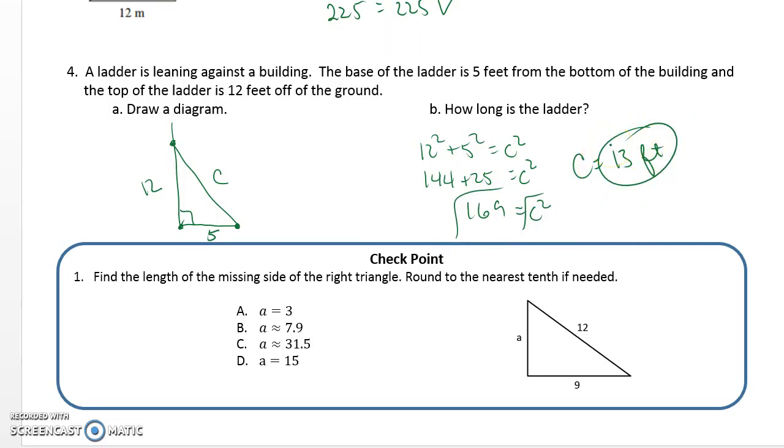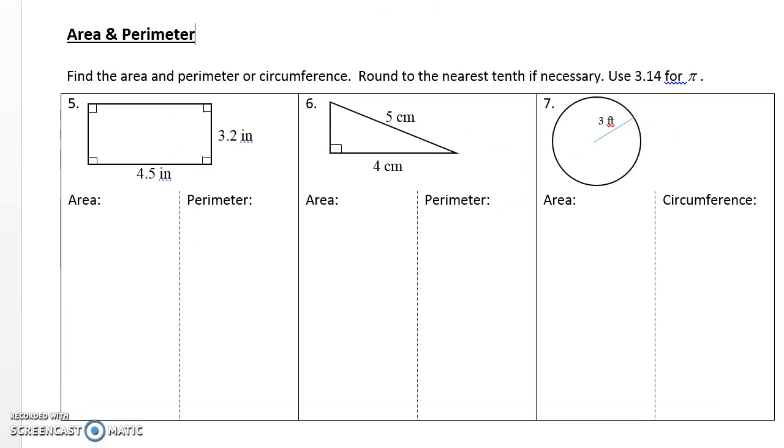At this point, you'll do the checkpoint and come back to the video. Moving on to our next section, we're going to do area and perimeter. Again, use your reference sheet for these formulas.